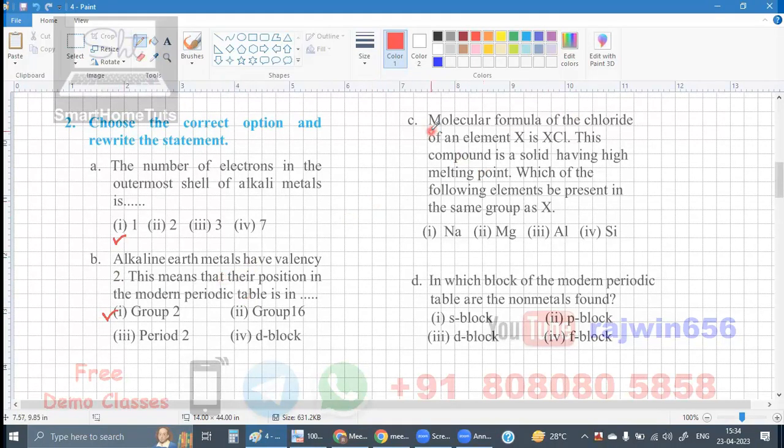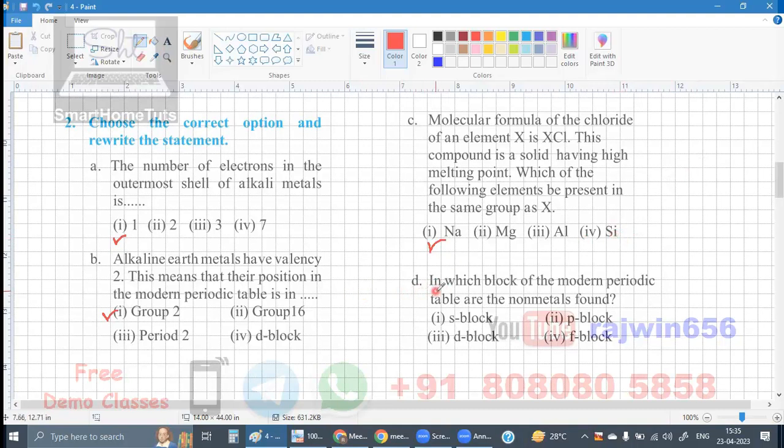The next question. Molecular formula of the chloride of the element X is XCl. Now chloride, as we have done just now, its valency is 1. It means X is also having valency 1. This compound is solid, having high melting points. This is the property of ionic compound. Which of the elements be present in the same group as X? Obviously this should have valency 1, so it has to be Na. Si is group 4, so it will be SiCl4, which we have already done in the formula.